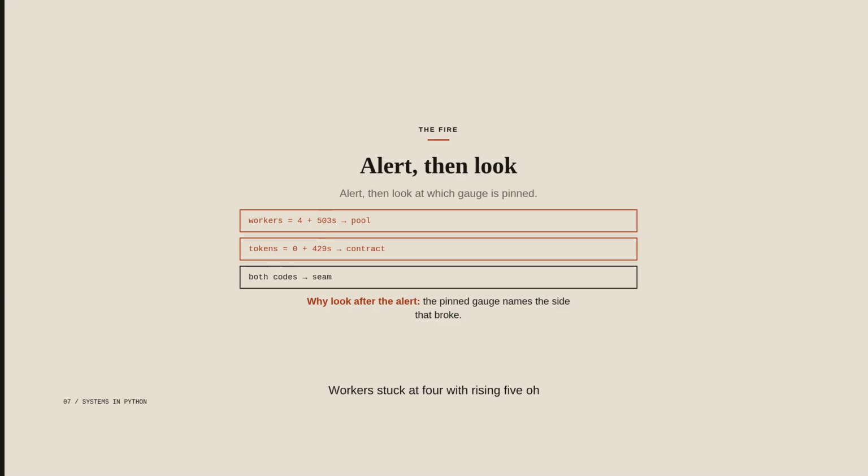Workers stuck at 4 with rising 503s means the pool is the fire. Tokens stuck at 0 with rising 429s means the contract is the fire. A seam of both codes means the burst is larger than the pool.